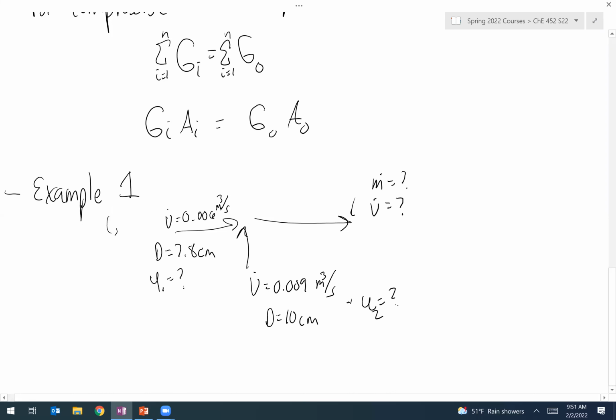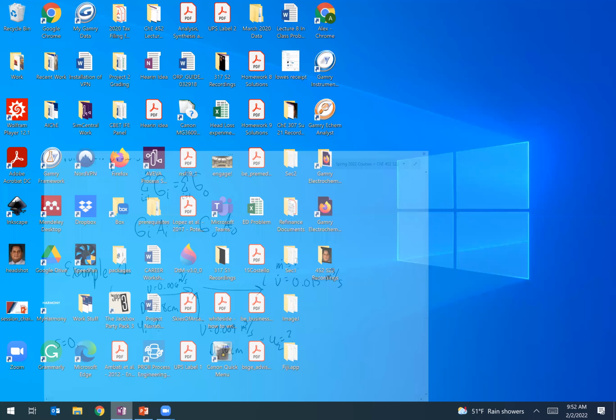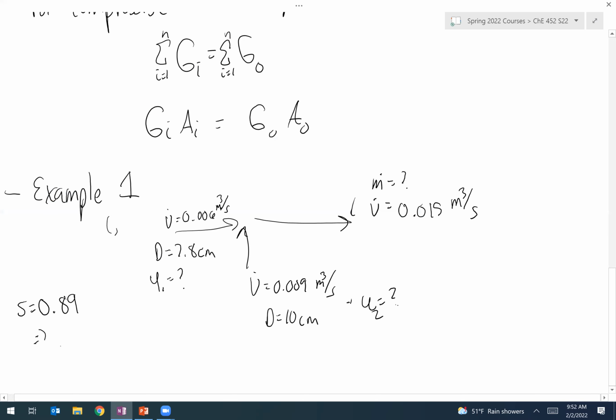Okay, so looking at it, I see two inputs, one output based on a mixing node. So the volumetric flow rate is going to be 0.015 cubic meters per second. Knowing that the specific gravity was 0.89, excuse me, that means that the density is 890 kilograms per cubic meter. So the mass flow rate is approximately 13.35 kilograms per second.